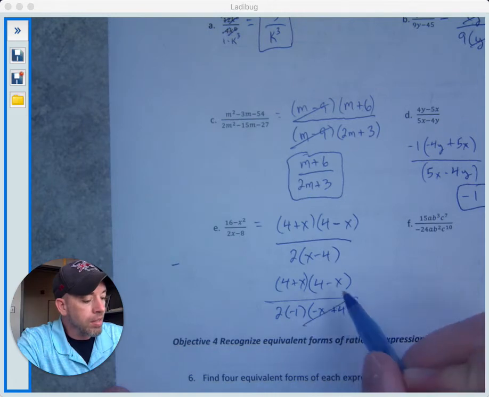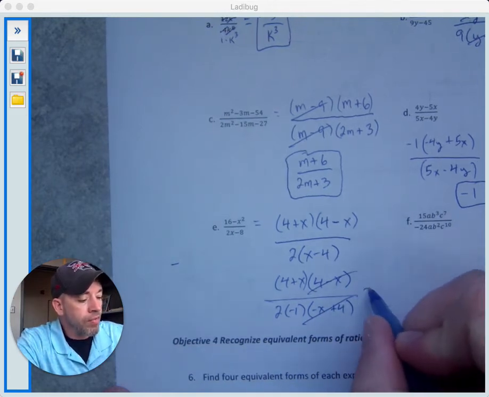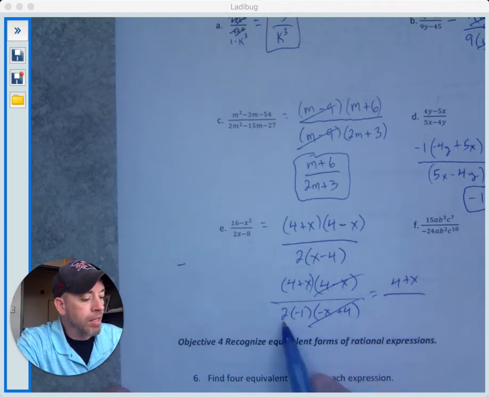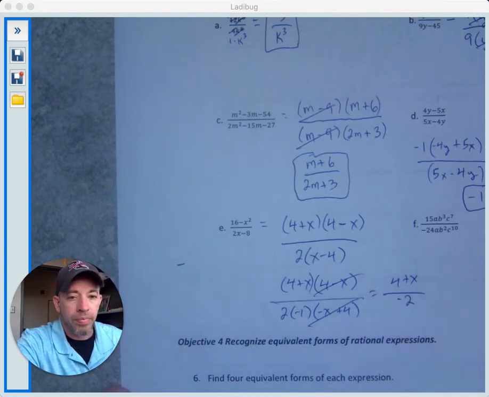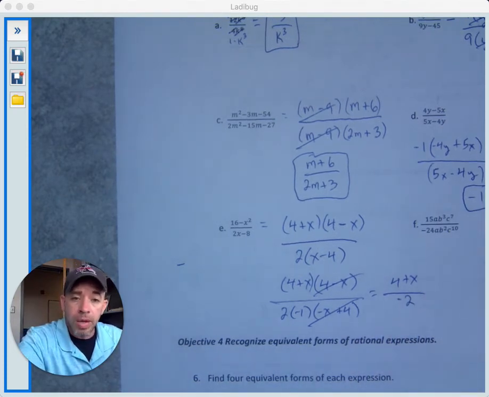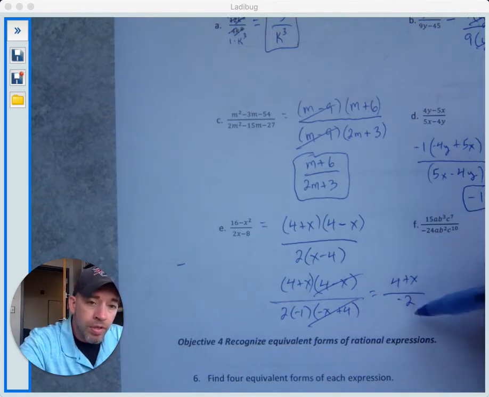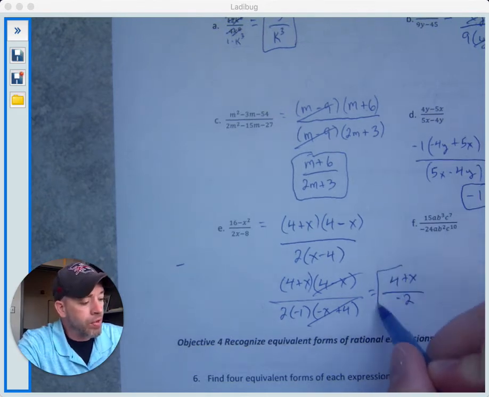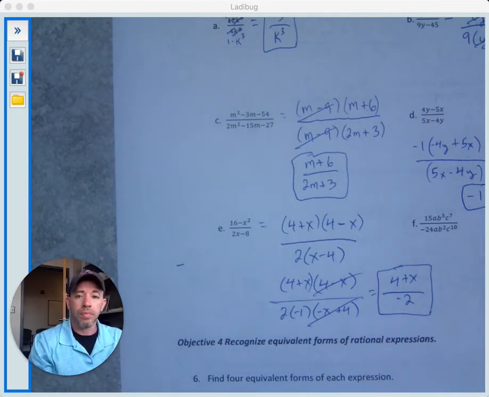So these cancel out. And you get 4 plus x over negative 2. And now some people may be tempted to say, well, let's cancel out the 4 and the negative 2. But again, we cannot do that because these are held together by addition on the top. So that would be as far as we could go.